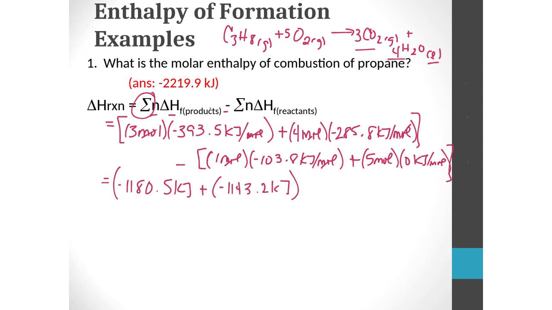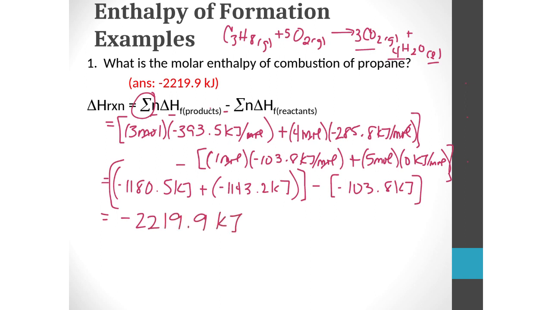And then we'll put that in square brackets, and subtract off propane's enthalpy of formation, which is negative 103.8 kilojoules. When you do all of your math, you should be getting negative 2219.9 kilojoules.